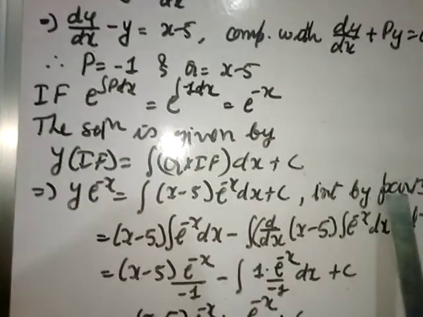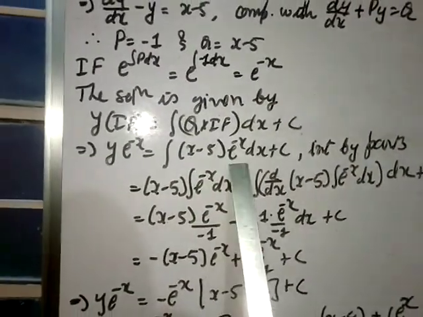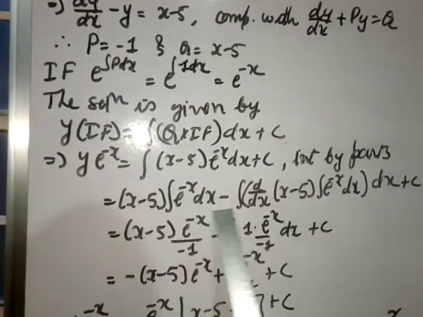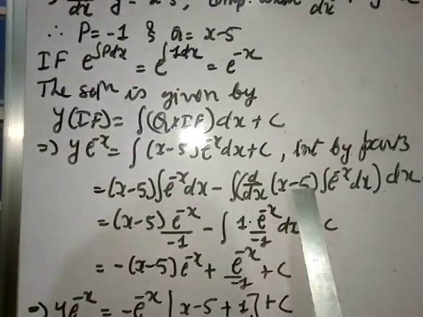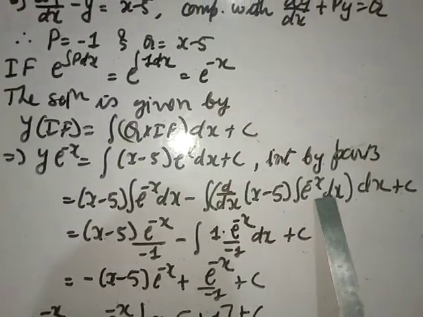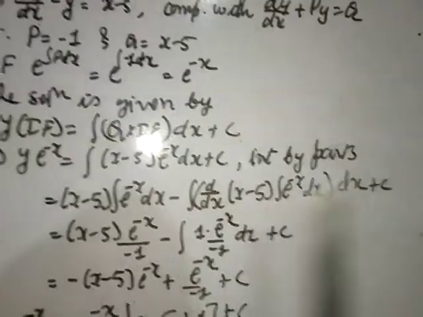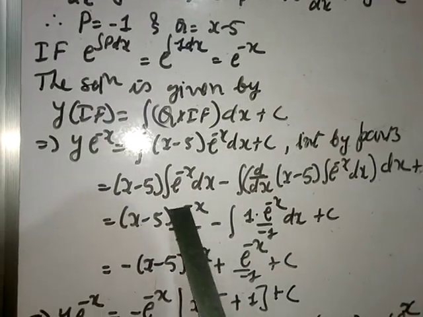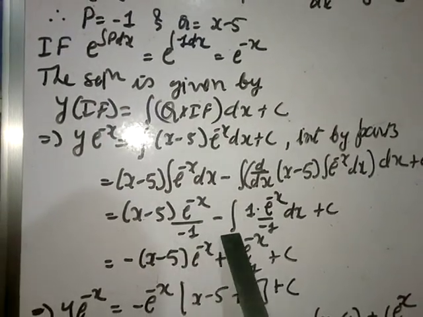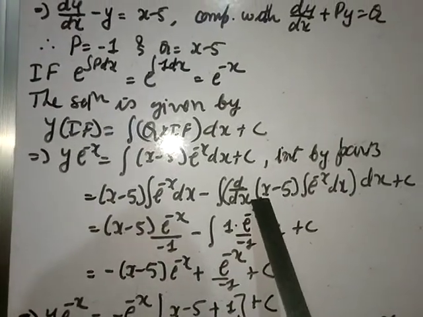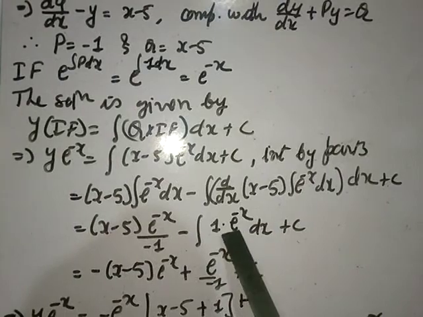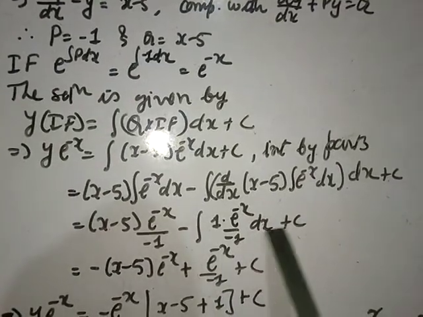You have to integrate by parts. So this is the first function, this is the second function. So x minus 5 as it is, integral of e power minus x dx, minus the integral of the differential of x minus 5 into the integral of e power minus x dx, integrate the full thing, plus c. The integral of e power minus x is e power minus x divided by the coefficient of x, that is minus 1, minus the integral of the differential of x minus 5, which is 1, and the integral of e power minus x is e power minus x divided by minus 1 dx, plus c.